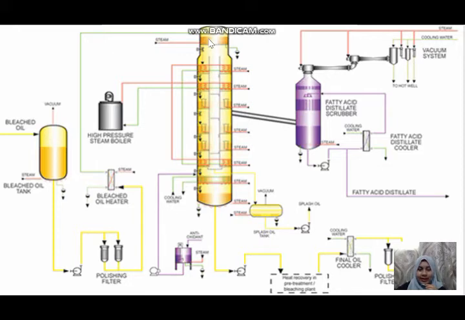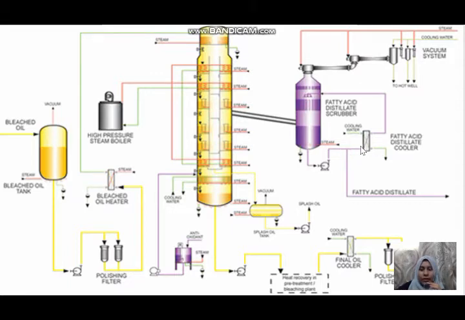So the high steam oil will enter the pack column, and the fatty acid that had been removed, which is in liquid form, will enter the fatty acid distillate scrubber. In this fatty acid distillate scrubber, the liquid of fatty acid will enter the bottom stream and be pumped to the fatty acid distillate cooler.